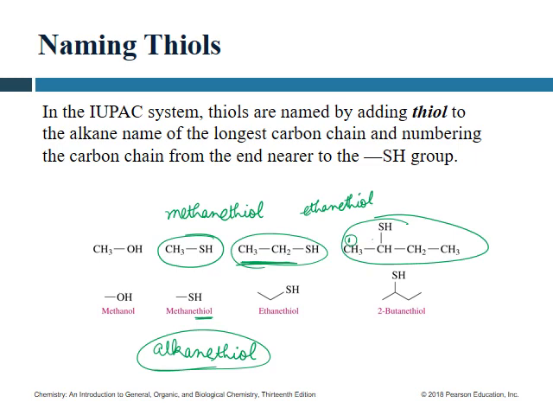So if this is 1, 2, 3, 4, which means what is the number of thiol here? Carbon number 2. So this would be butane. Alkane is called butane thiol, and where is the thiol located? Carbon number 2. So this is 2-butane thiol. Thiols are very easy to name, very straightforward, right?